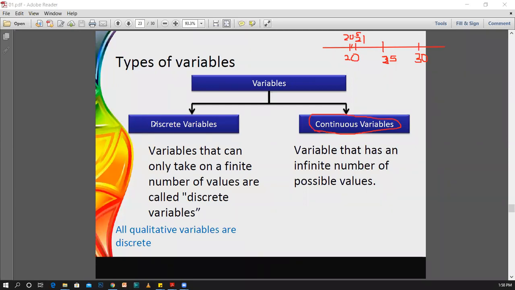This is the difference between discrete and continuous variables. Discrete variables have a finite number of values. If it is continuous, it has an infinite number of values in between any considered range.